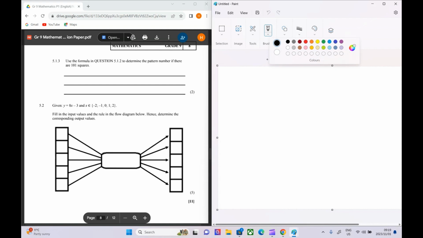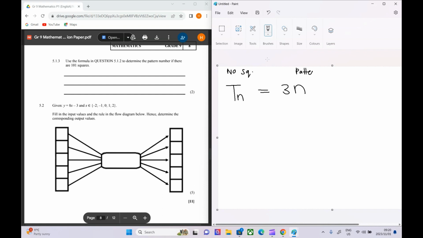So we said the number of squares. Okay, so that's our number of squares. Sometimes it's kind of difficult to keep track of this. So the number of squares is 3 times n, so 3 times the pattern number, minus 1. So we want to know, what is the pattern number if there are 101 squares? So we're going to put 101 in here. So we're going to say 101 squares is equal to 3n minus 1.